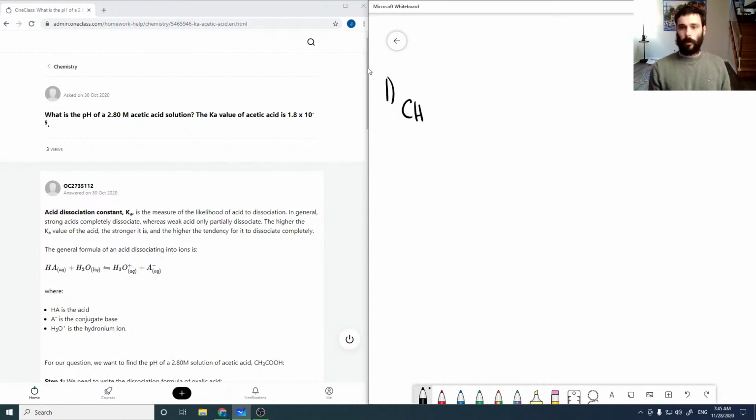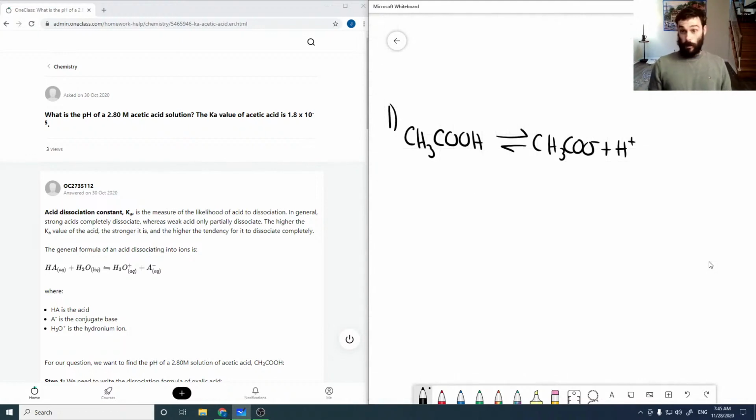So our reaction is going to be acetic acid going to CH3COO minus plus H plus. I'm just gonna migrate that down a little bit. So it gives them the question that we have: our concentration is 2.80 molar, and it gives our Ka value of 1.8 times 10 to the minus 5.